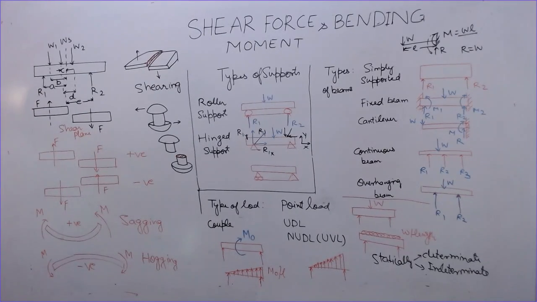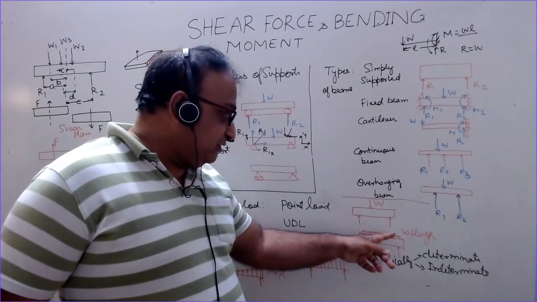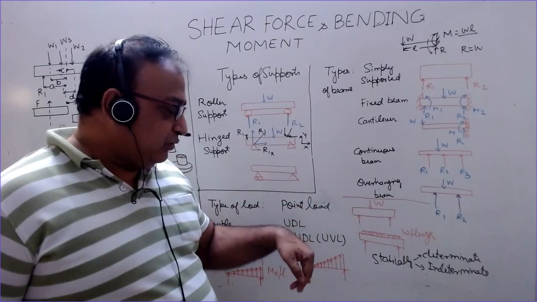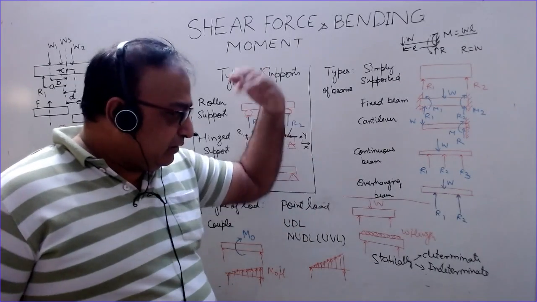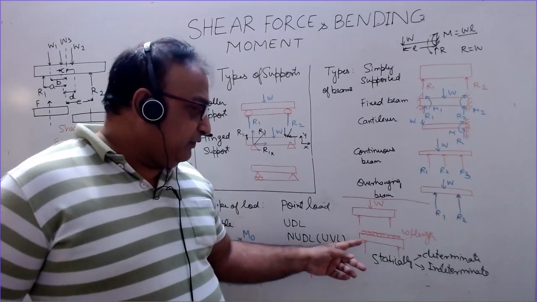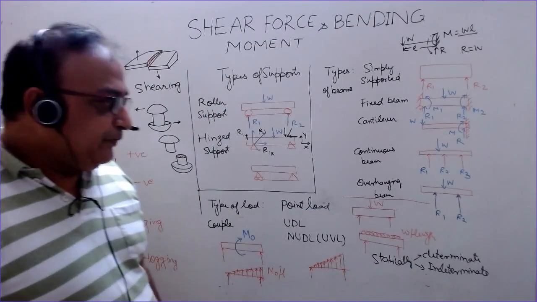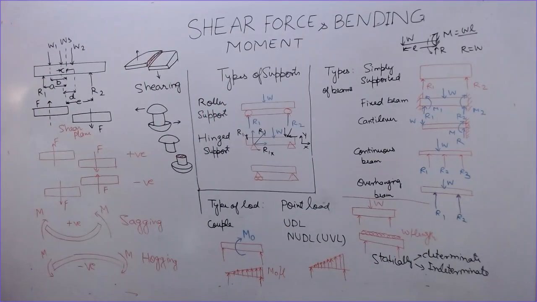Then we have the uniformly distributed load. It is shown here in this manner, and can be shown with the help of arrows also, acting downward, maybe in the upward direction also, and its intensity is uniform, small w per unit length. For example, we have beams inside buildings over which there is a wall. The wall can be considered as a uniformly distributed load on the beam.